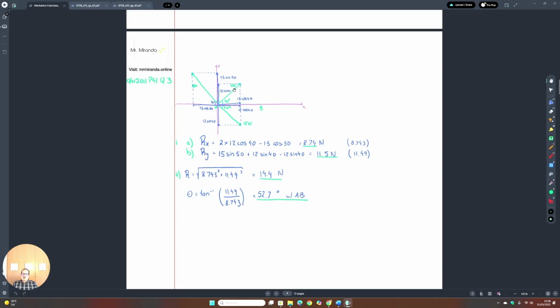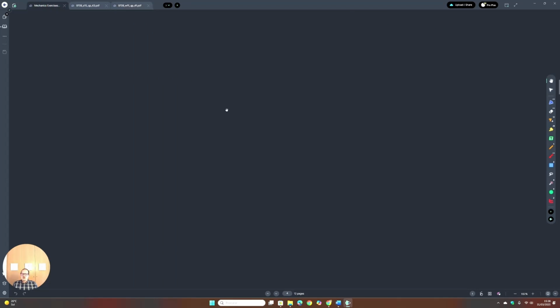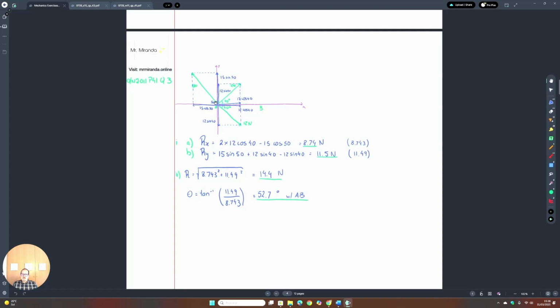Okay, so here you have it. 40 degrees is the angle that each one of these 12 Newton forces makes with this direction AB, which is now going to be your x-axis. And 50 degrees is the one that it makes with the vertical. Let me see again. I know you know that this bit over here is 90 degrees, right?